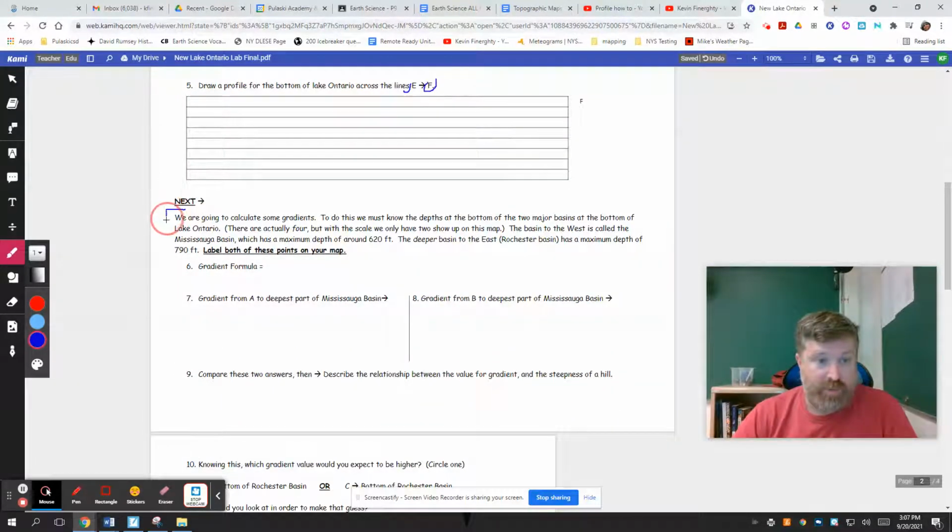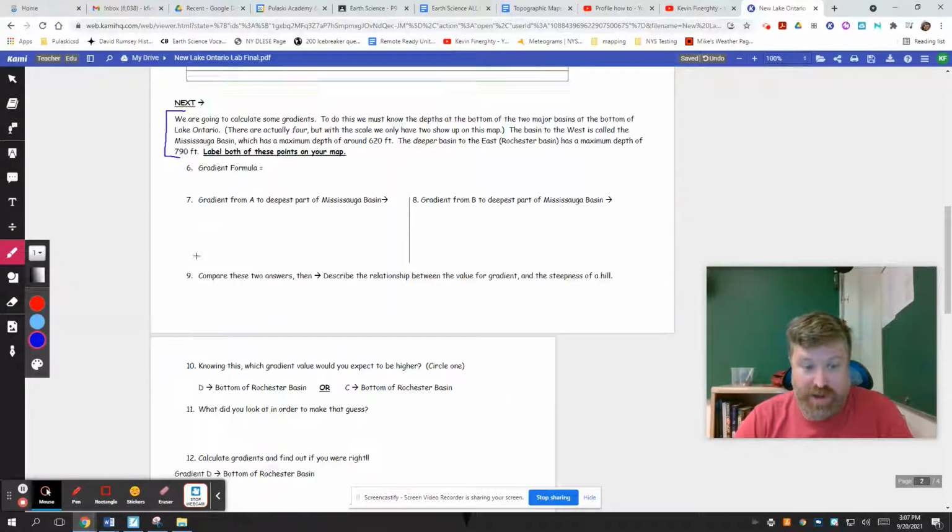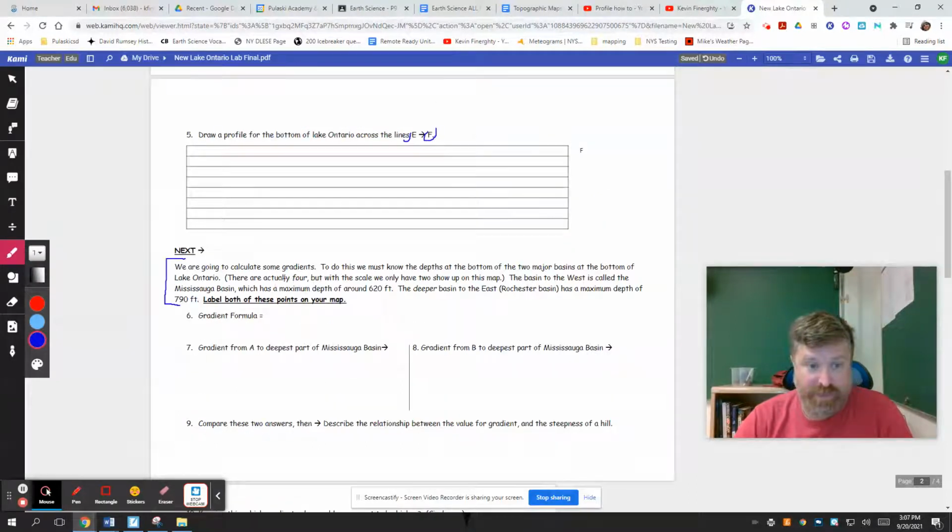Speaking of which, this little blurb right here, in a year where I'm not doing this all on YouTube, I can tell the people that read this and the people that didn't read this from a mile away, okay? Read this. This is going to be how you make it through these gradient problems here and these gradient problems here. In fact, it tells you that we have two major basins at the bottom of Lake Ontario.